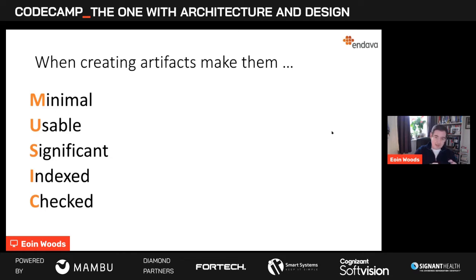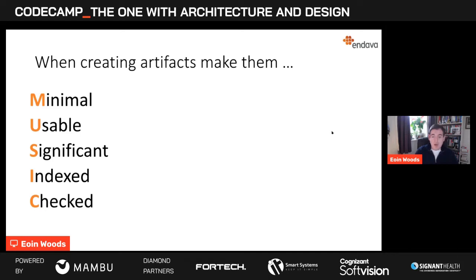We do need artifacts. Artifacts are our kind of shared cultural reference points for how our system works and where we've come from. But when creating them, make sure they're minimal, small as possible. Why? One, because it makes them easy to consume, and two, because it makes them easy to change.